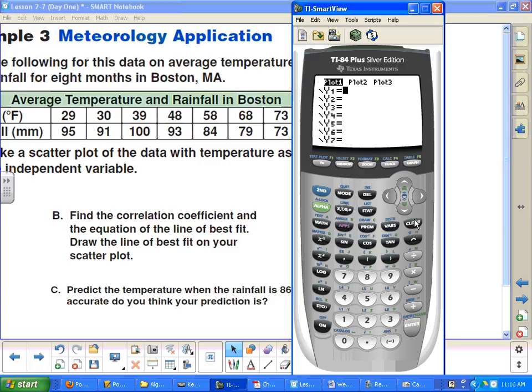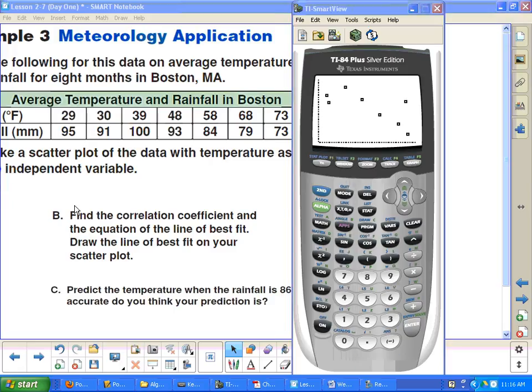Okay? Now, if you hit graph, oh, I don't see any points. I know, because you didn't put the new ones in. So, why can't I see anything now? Right, the window doesn't fit the data. So I have to press zoom 9 every time I put a new set of data in so that the window will fit my points. So here's my scatter plot.